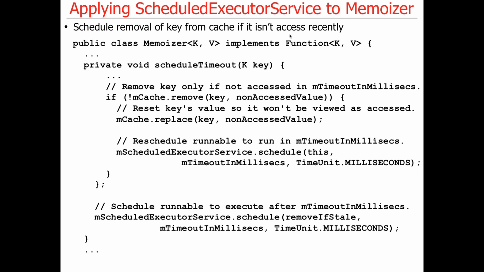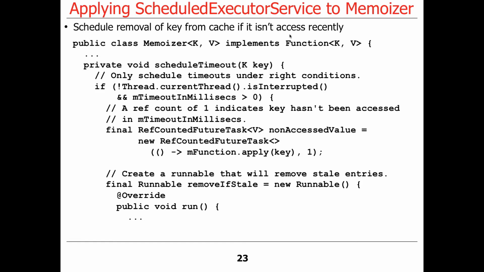So what we're doing is we're scheduling this thing, and every time it runs, it checks to see if anything happened since the last time it was run. If nothing happened, that meant nobody accessed it, so it's stale, so we remove it. If it has been accessed, then we go ahead and reschedule it to run again in the next chunk of time. So that's what this clever little runnable does.